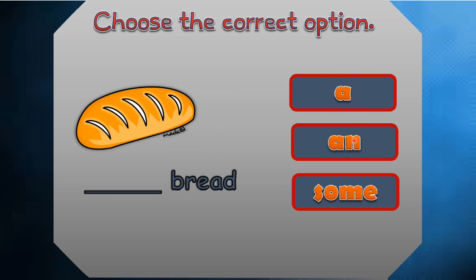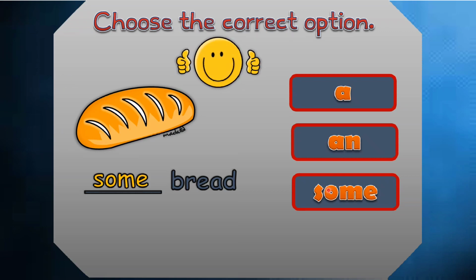Is it a, an, or some? Again, when we say a or an, you are referring to a singular countable noun, and it depends on the beginning sound of the word. Bread is not a singular countable noun, so we will use some. Very good. We say some bread.